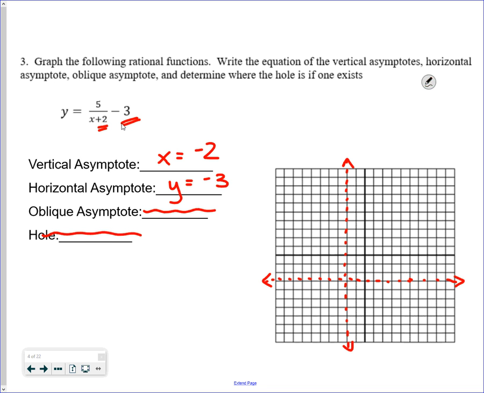So now I test a value like negative 1. I get 2. So it's graphed along the asymptotes. Test another value, and it would be graphed along the asymptotes in this area. So again, if a number is being added or subtracted, that changes the horizontal asymptote.